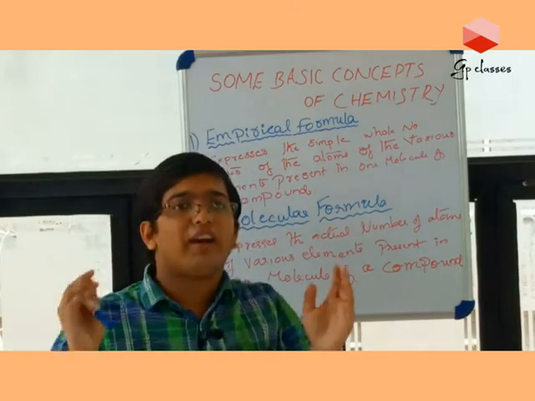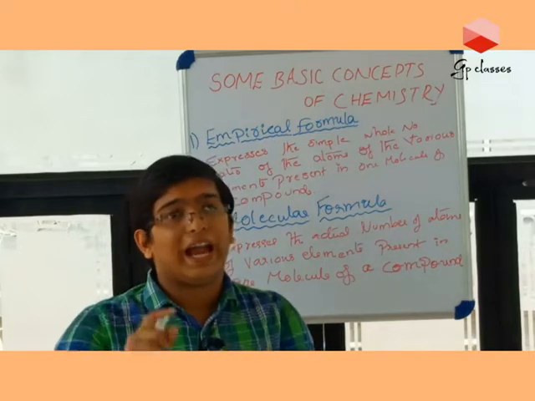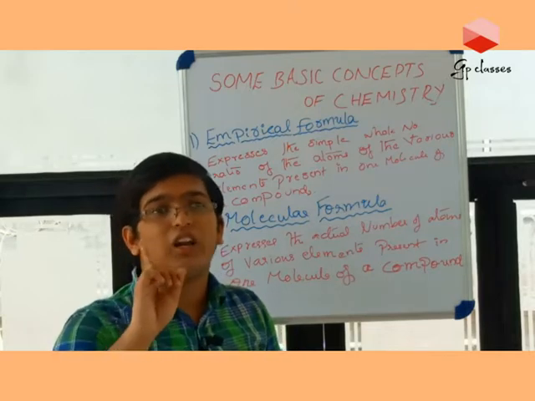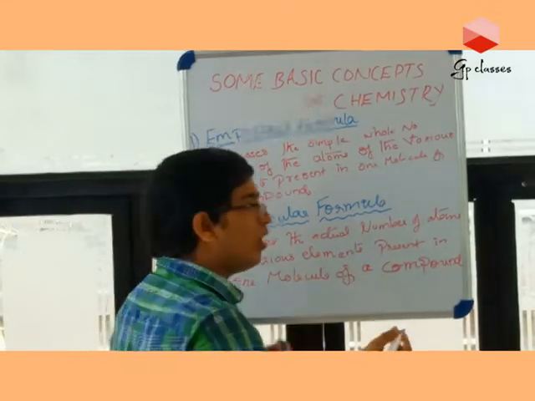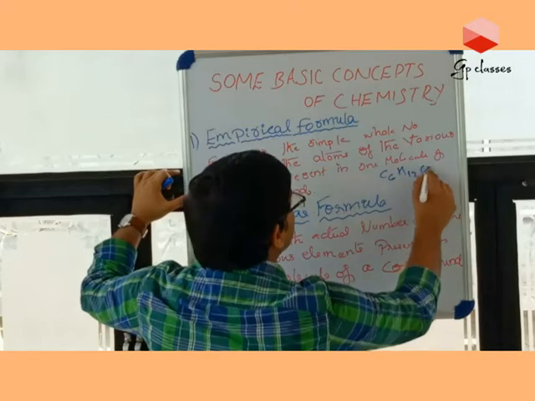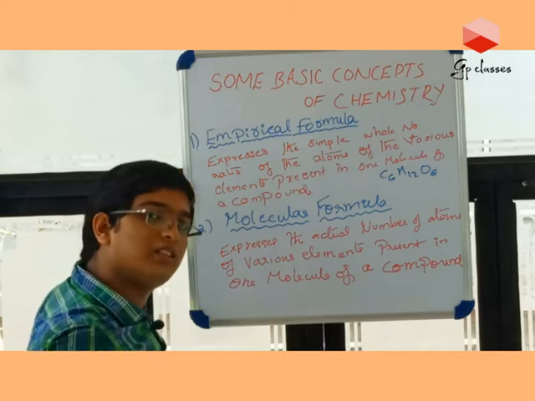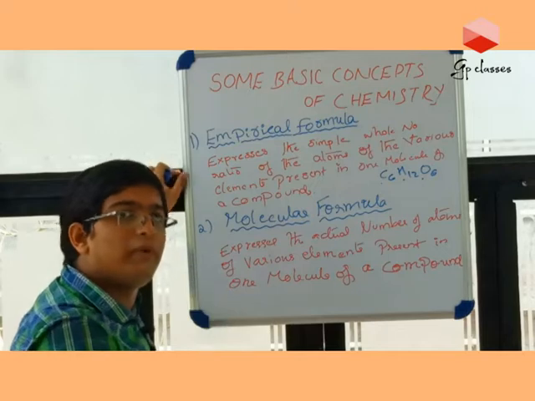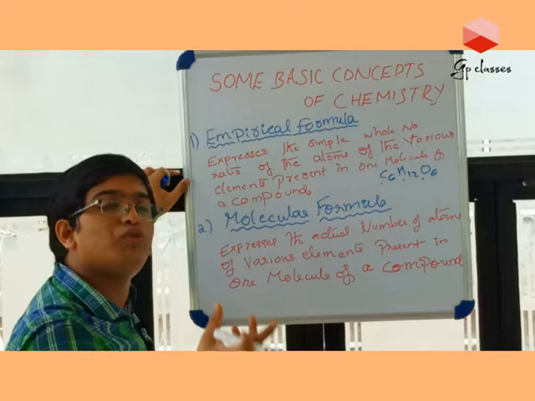Empirical formula can be defined as the simplest whole number ratio of atoms of various elements which combine to form a single molecule of a compound. Let's understand it easily with an example. What is the glucose formula? Glucose formula is C6H12O6. Glucose has three elements in it: carbon, hydrogen and oxygen. Carbon, hydrogen and oxygen combine in a specific ratio to form glucose.